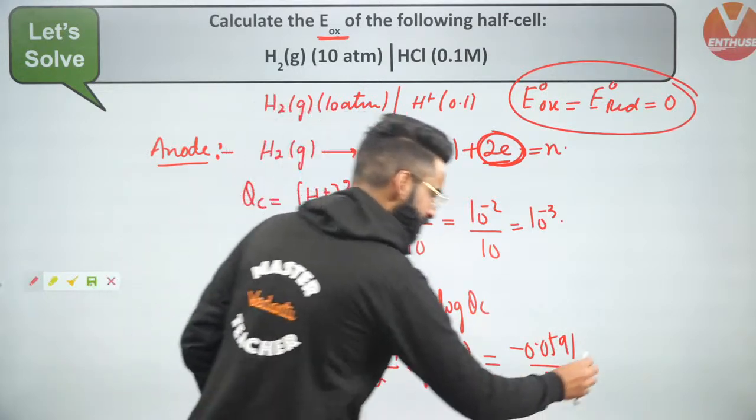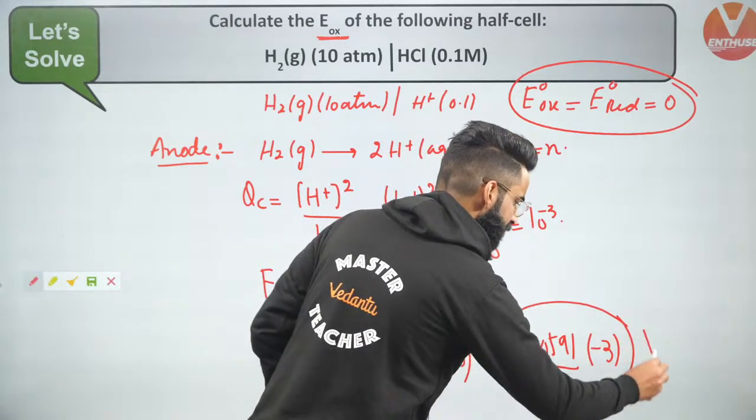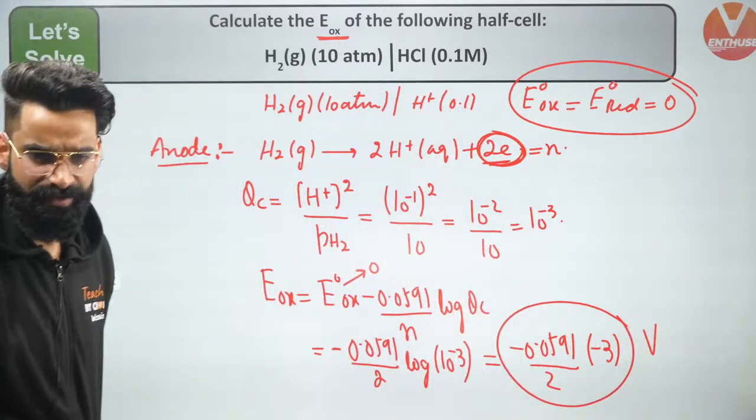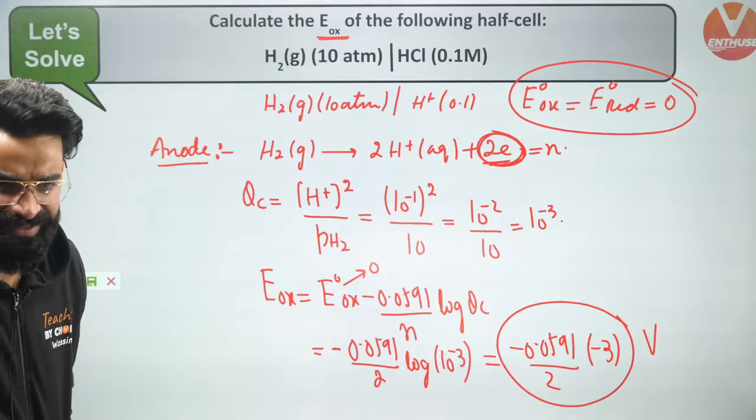Log of M to the power N is N log M simply. Minus 3 log 10 is 1. So just solve this value. You'll be getting the value in volts right here. Yes. So what is the exact answer coming, guys? Let me know in the chat box. What is the exact answer coming?